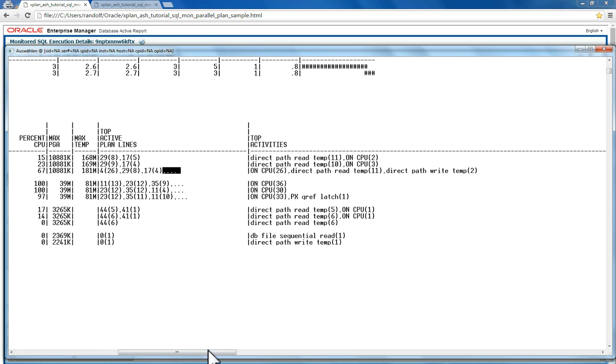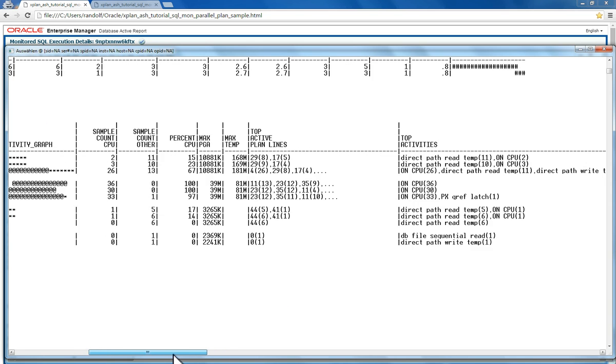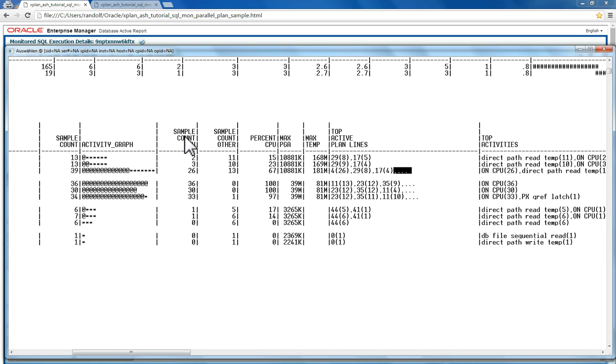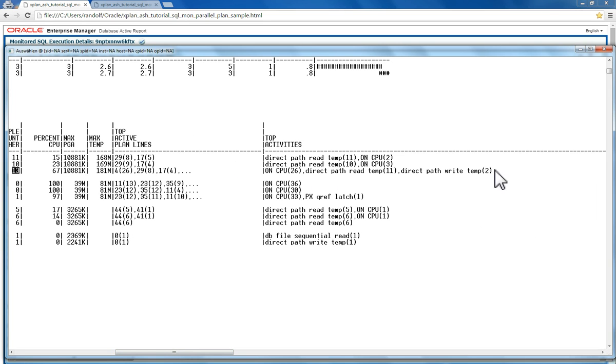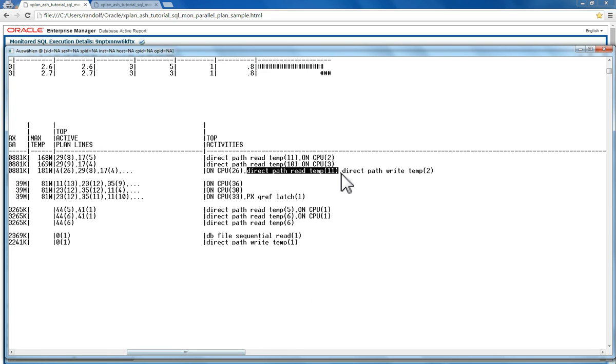And then we get the top activities. This is basically a more granular breakdown of this CPU and non-CPU activity information here. So in particular for those 13 non-CPU activity related samples, we would now see here what these were about. So we see here again these 26 CPU related samples, but also now these remaining non-CPU related samples, which were about direct path read temp and direct path write temp in this case.